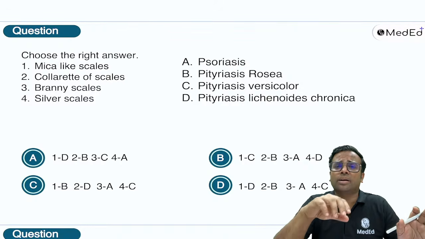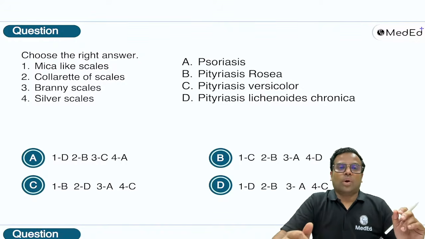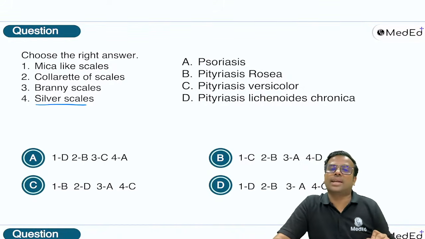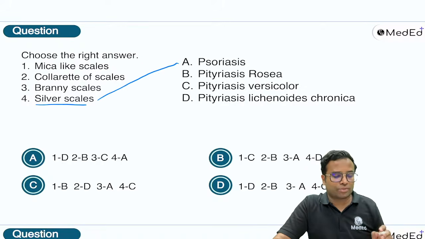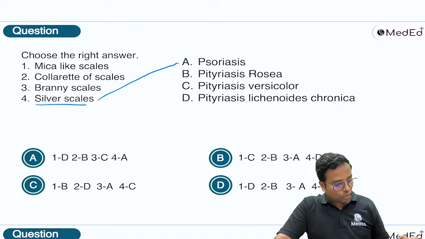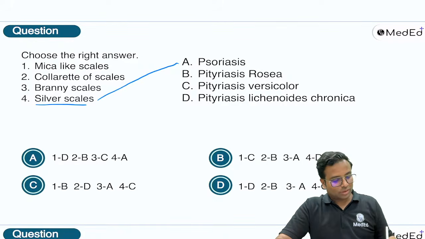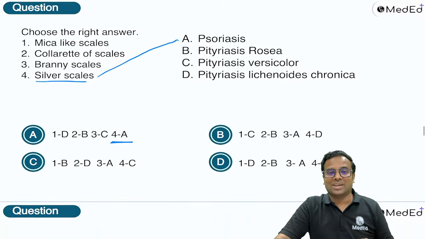So what is the idea? We have to go based on what you know best. What is the easiest one? Silvery white scaling is seen in psoriasis, right? So let's try to match 4 with A. So where do you get 4A? I can see only one option. Probably this becomes very easy now, right?